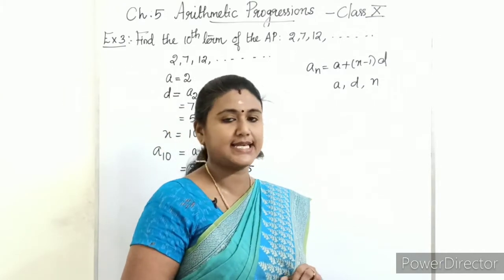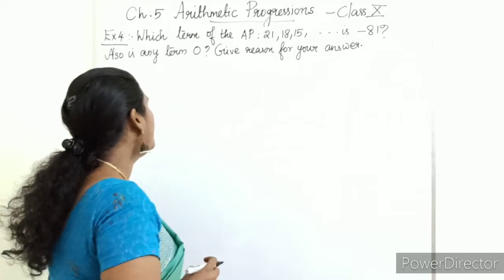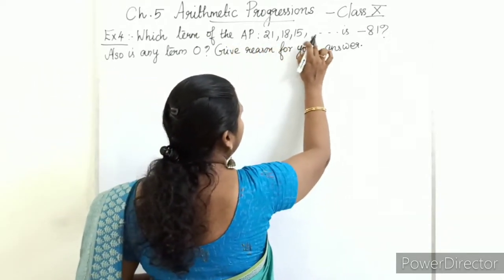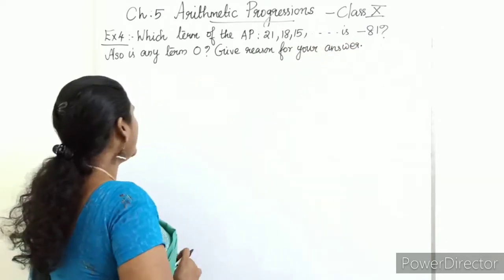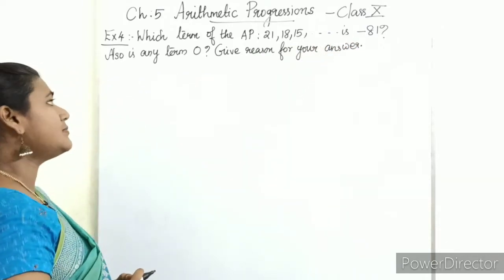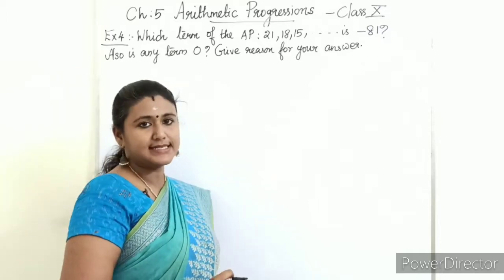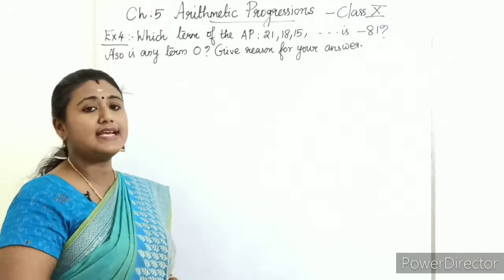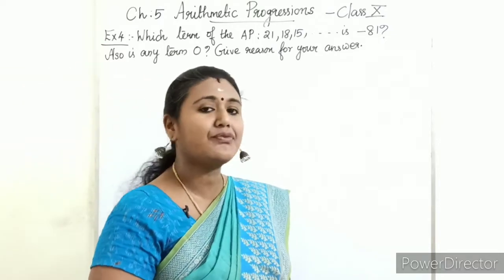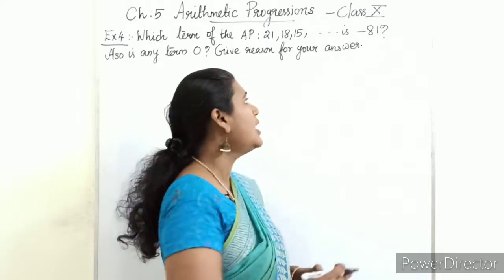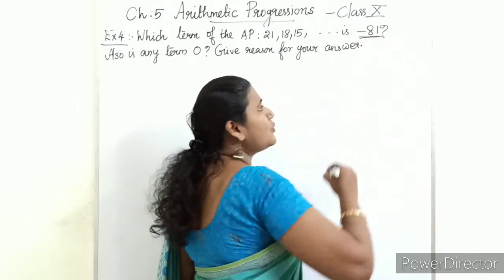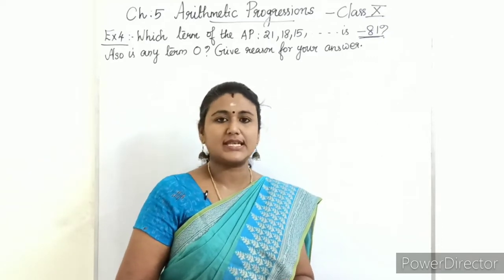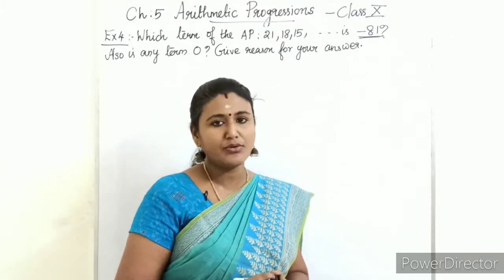Now we will see the next example. Example 4. Which term of the AP 21, 18, 15, etc. is minus 81? Also, is any term 0? Give reason for your answer. Here in this question, which term of the AP is minus 81? So you have to find out the value of n. What is given? This minus 81 is the nth term. So in this question, the nth term is given, and you have to find out the value of n.